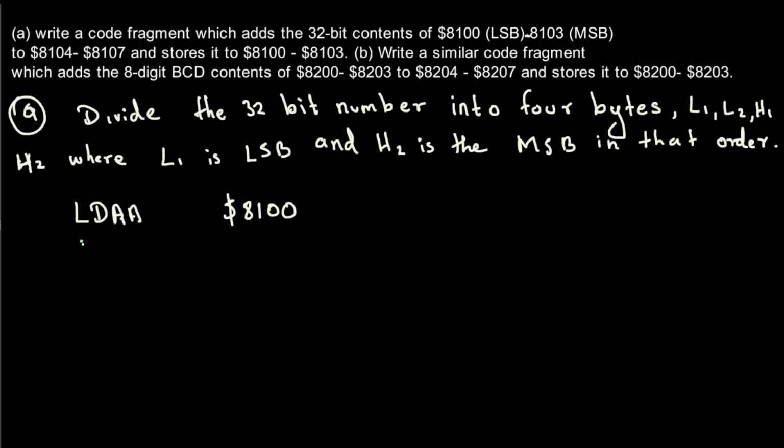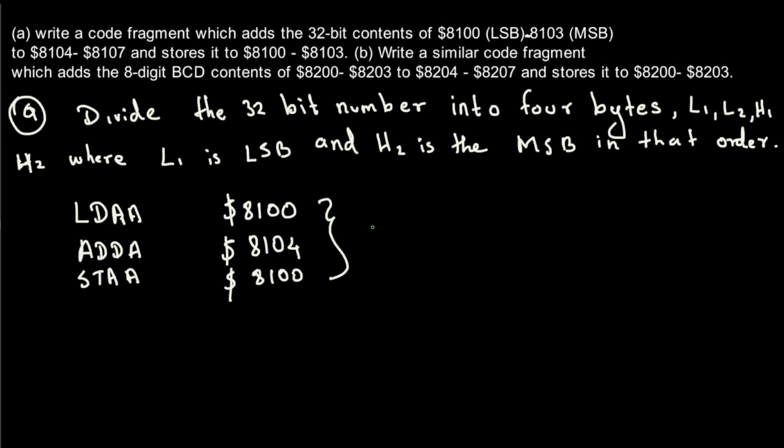To add this one, we use ADDA, add to accumulator A. We are adding the first one because it's given respectively, least to the most, least to the most. So we have to follow the exact same order. We add this one with 8104 and store it at 8100. STAA 8100. Okay, now this is the L1 part of it.